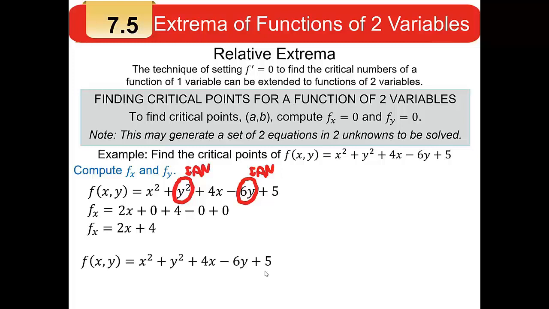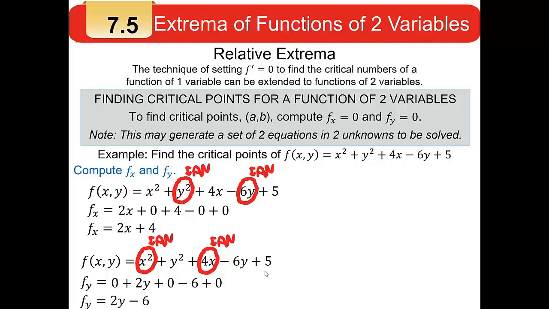Now we've got to do the same thing with the partial with respect to y. If I write this back down again, the function, and emphasize that when I'm doing the derivative with respect to y, I'm holding x constant, then the first and the third terms are constant. So when I take the derivative with respect to y, I get 0 plus the derivative of y squared, which is 2y, plus the derivative of that constant, 0. The derivative of negative 6y is negative 6, and the derivative of 5 is 0. So I end up with the partial with respect to y being 2y minus 6.